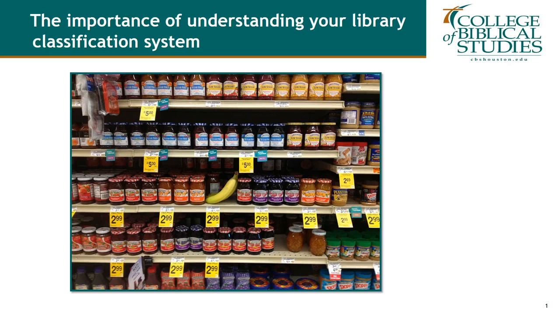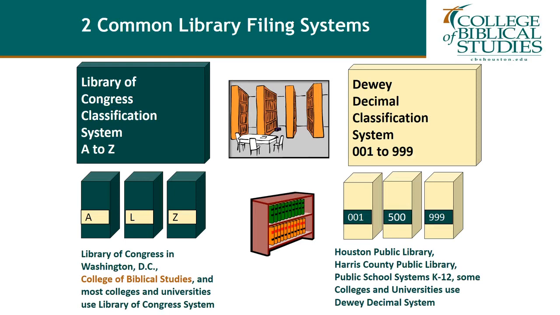Therefore, we need a classification system that allows us to find a book in the midst of thousands of other books in the library. There are two common classification systems. The first is the Library of Congress, and the second is the Dewey Decimal System. The Library of Congress uses the letters A to Z to organize a collection, and the Dewey Decimal System uses a numbering system from 001 to 999.